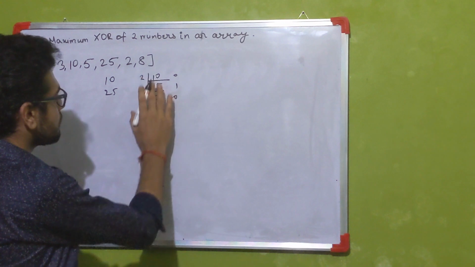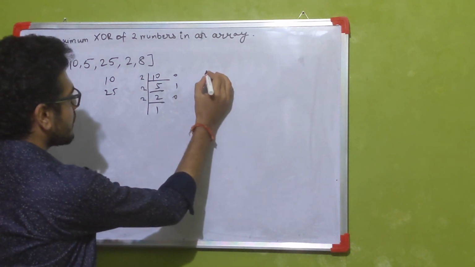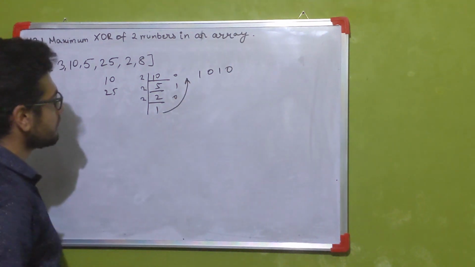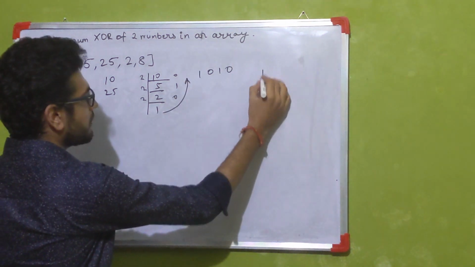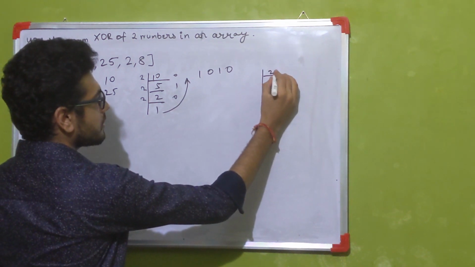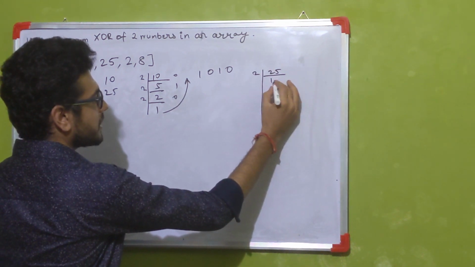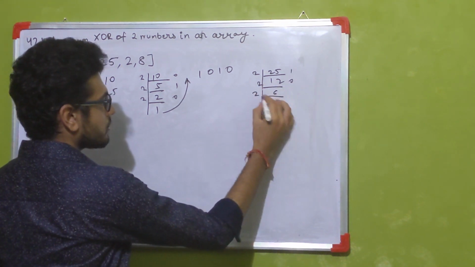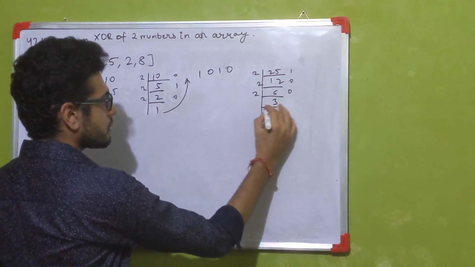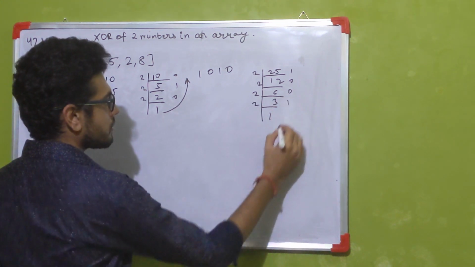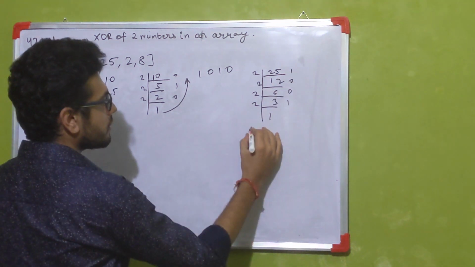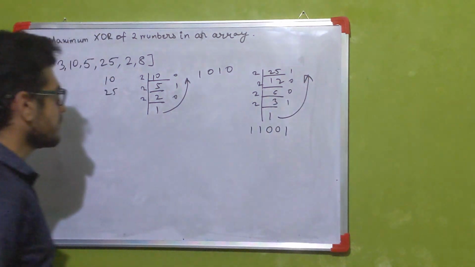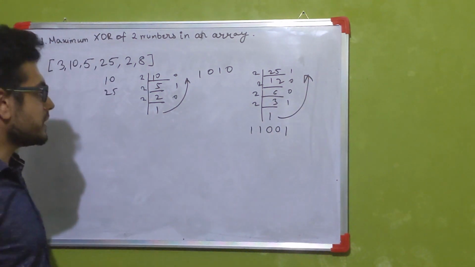Now for 10, the binary representation would be 1, 0, 1, 0, starting from here. Similarly, for 25, we are again going to repeatedly divide it by 2. The binary representation would be 1, 1, 0, 0, 1, going in this direction. So this is the binary representation of these two numbers.